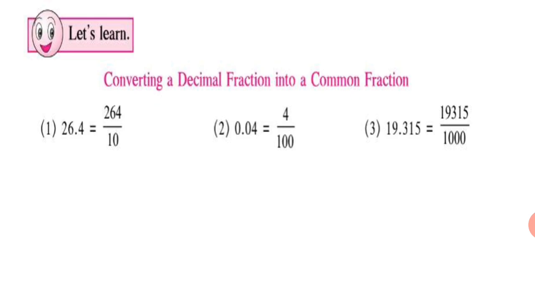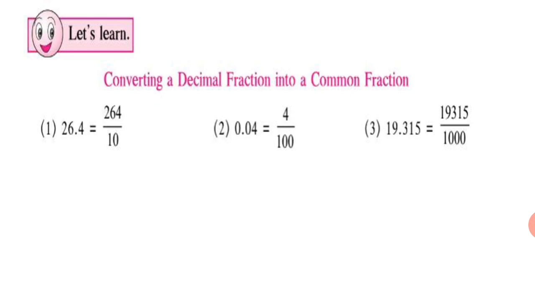Let's see 19.315, the third example. So write without the point, 19315 in the numerator upon 1, and then count how many places are there after the point. 1, 2, 3. So write 3 zeros in the denominator with 1. So that gives you 19,315 upon 1000.